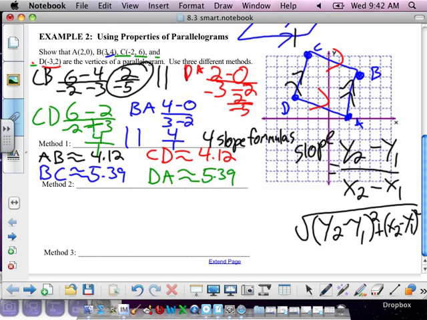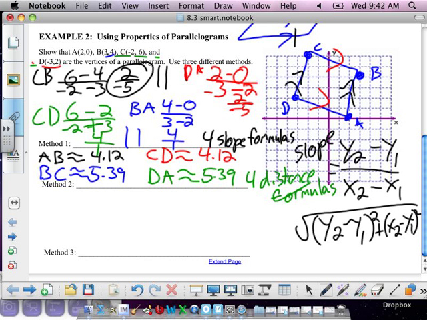So for method 2, the method that we used is 4 distance formulas. What do you think method 3 is? We don't need the midpoint. Midpoint doesn't tell us anything about a parallelogram.